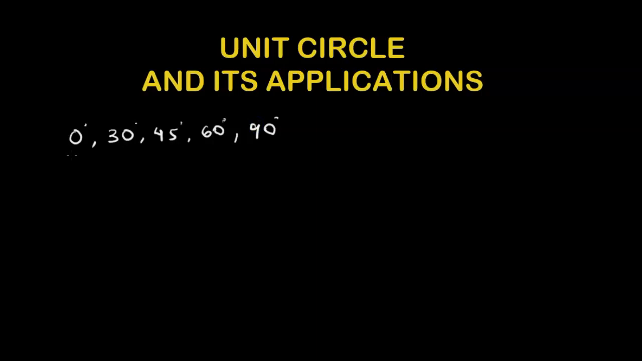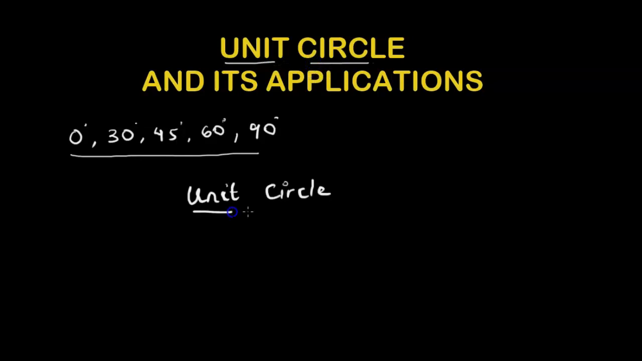Now what are we going to do if we have angles that are greater than 90 degrees and we're not supposed to use a calculator for the calculations? Then we use what is called the unit circle. For that we need to first understand what a unit circle is. The unit circle name comes from a circle that has a radius of 1 unit.